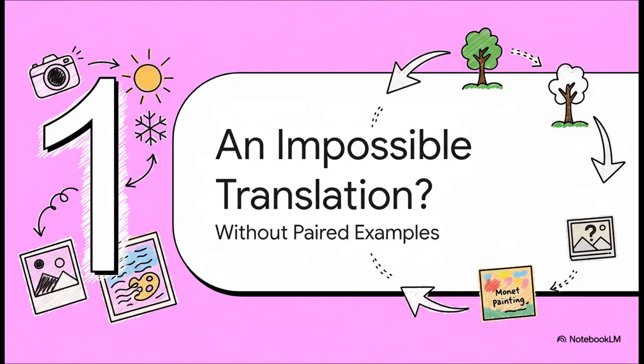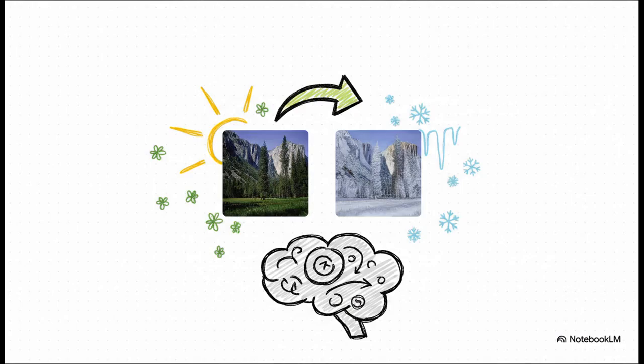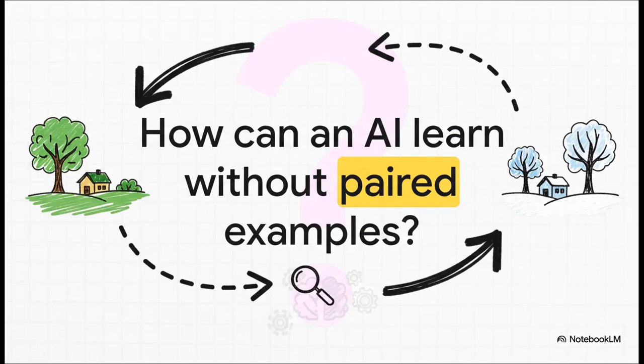Okay, so imagine you could take a photograph and just ask an AI to completely change its style. Like turning a summer scene into a winter wonderland, or maybe making a photo look like a Monet painting. You'd think that would require a ton of very specific training examples, right? And that's exactly what an AI did right here. It took this sunny picture of Yosemite and transformed it into a snowy landscape. It's incredible. But there's a catch, a really big one, that makes this whole thing seem almost impossible. And that is the central mystery we're going to unpack.